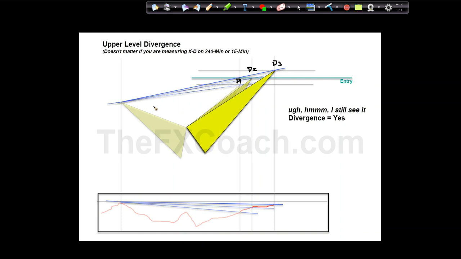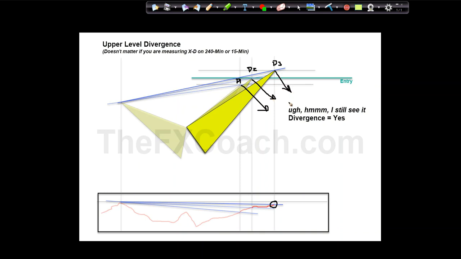Well, let's look at divergence. Price is still going up. Well, the MACD is still going up, but at the time we're looking at this high, it's still divergent compared to the 0 line. I still see it. It's still divergent. So you tell me, which one of these was the trade?